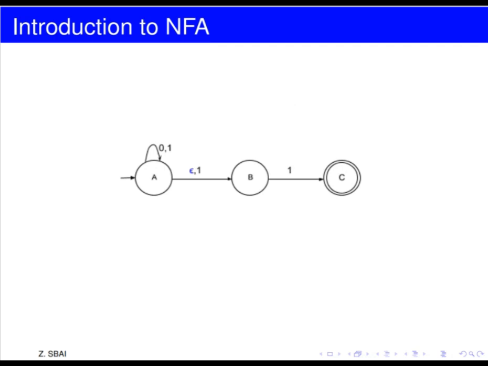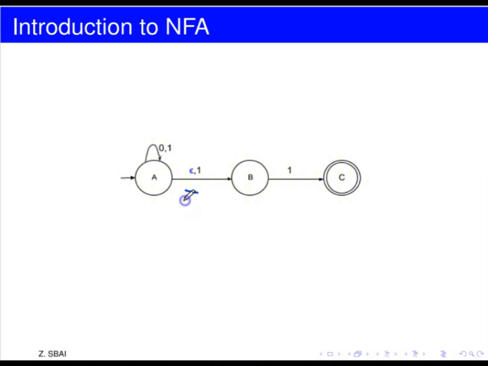We have another option in a non-deterministic finite automaton, which is the epsilon transition. Epsilon transition means that we may transit from A to B without reading any symbol of the alphabet.